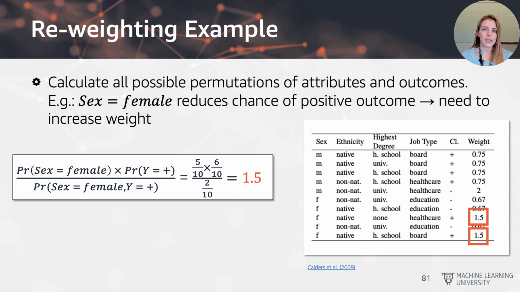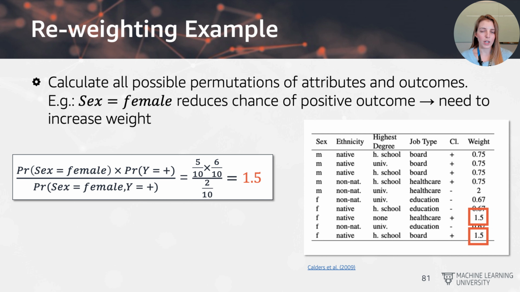Paper, where the sensitive attribute that they considered, which was also measured as binary male and female, was the sex. And then we have the outcome from a classifier as either positive or negative. And then how do we calculate the weighting factor?